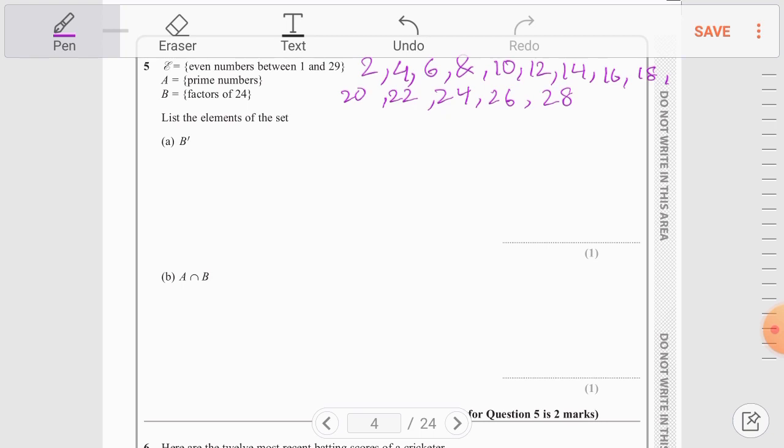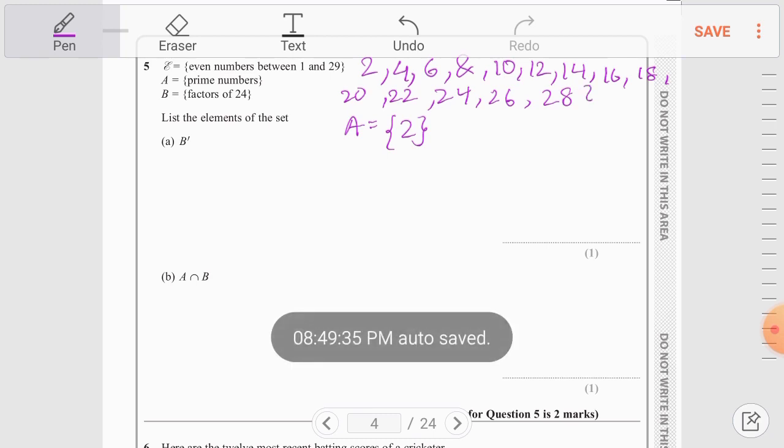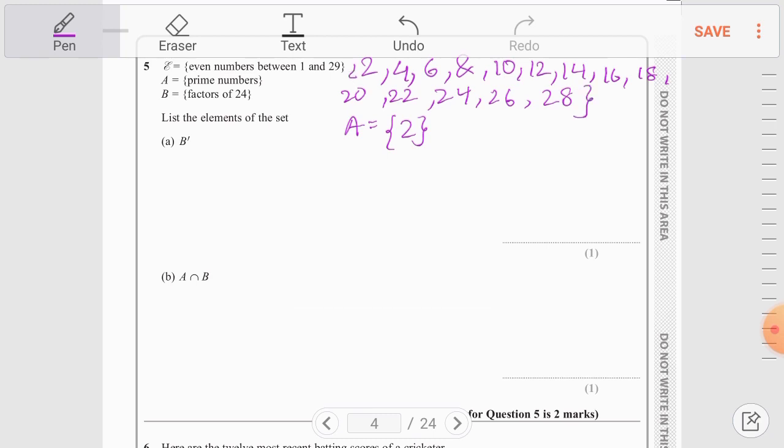prime numbers among all this. So the set A consists of only one element, that is 2, because all the other even numbers are not prime numbers. So the set A only contains one element. Set B is all the factors of 24. So all the factors of 24 are 2, 4, 6, 8, 12, and 24. So these are the elements of set B.